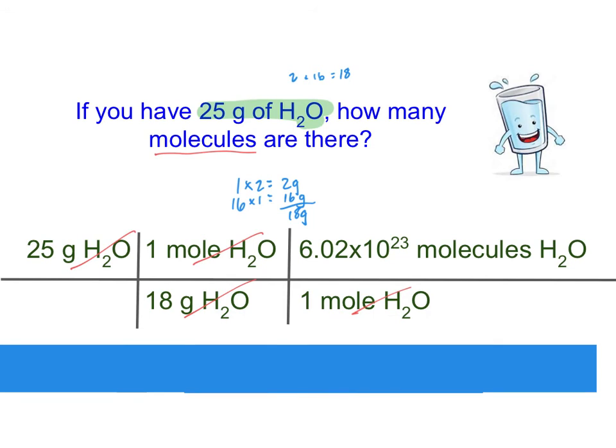6.02 times 10 to the 23rd. And you might say, well, wait a minute, I thought that this had to be atoms. No, remember what a mole is. 6.02 times 10 to the 23rd of something. It's a way of counting.